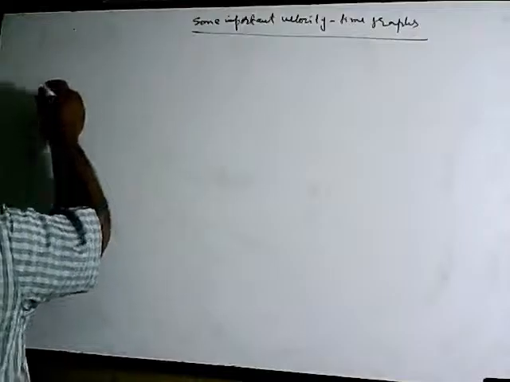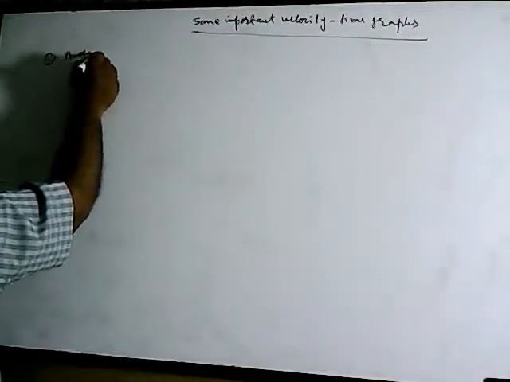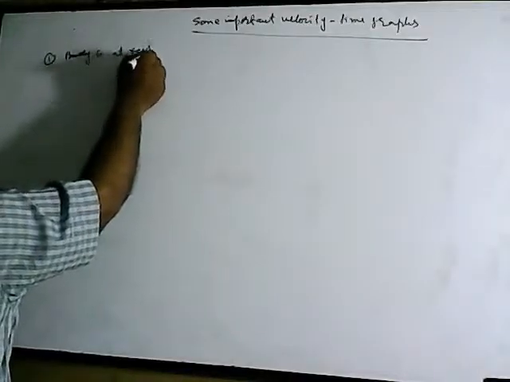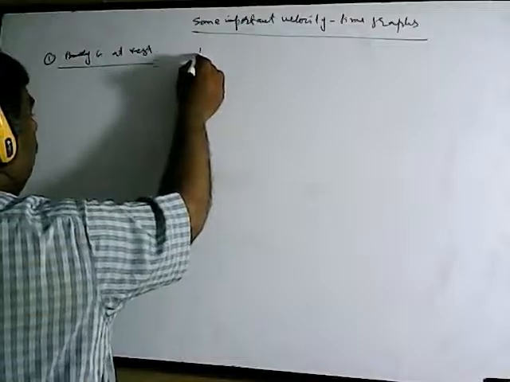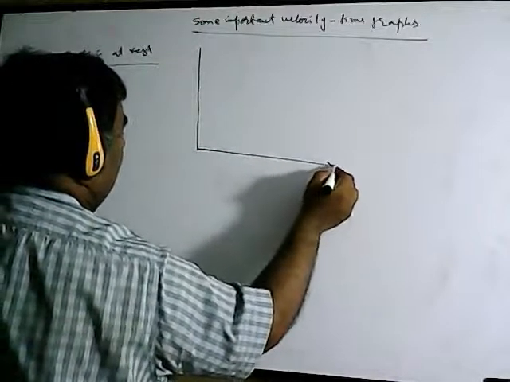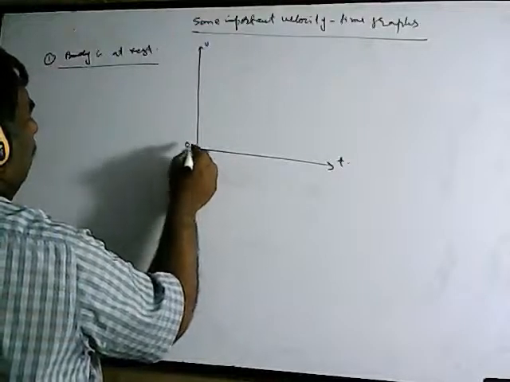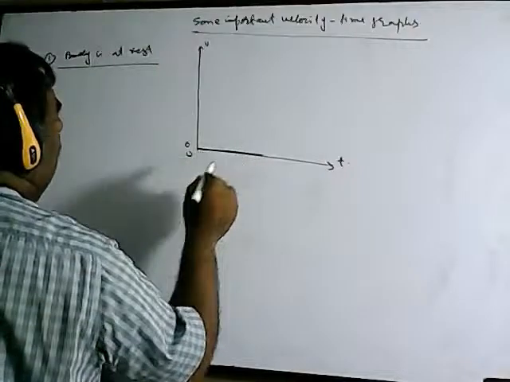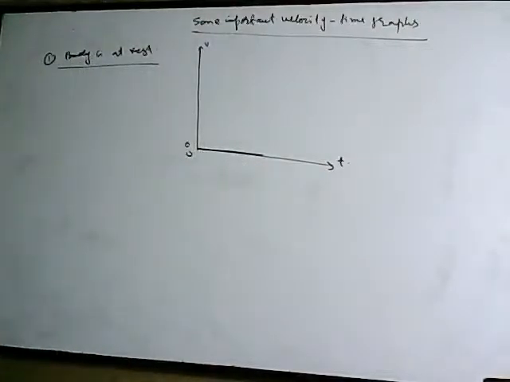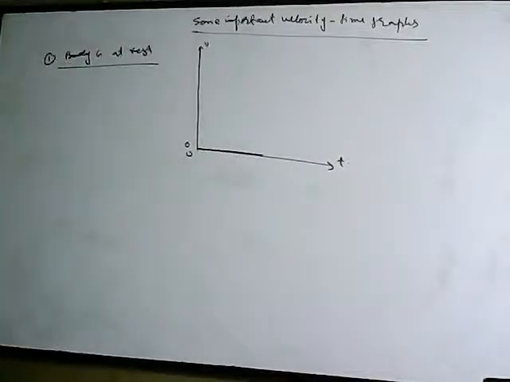First, suppose the body is at rest. If the body is at rest, it means the velocity is 0, so displacement time and speed time or velocity time graph is the same. So if the body is at rest, I will take this portion. Velocity is 0, this one. Clearly, when time is passing, velocity is 0. So the body is at rest in the velocity time graph.